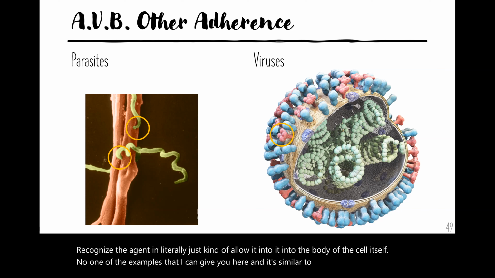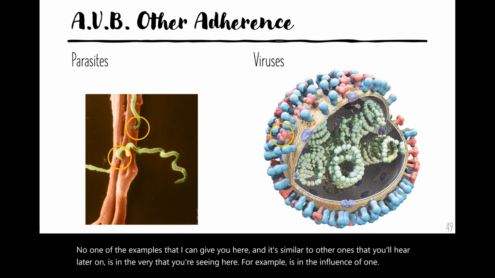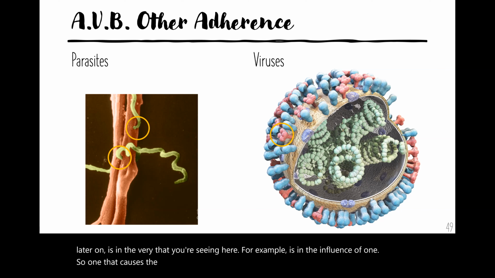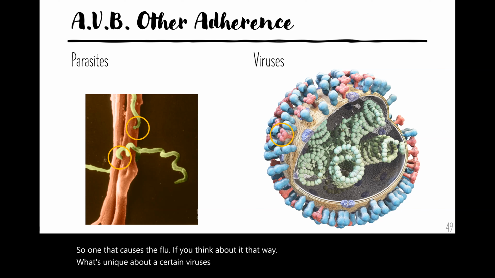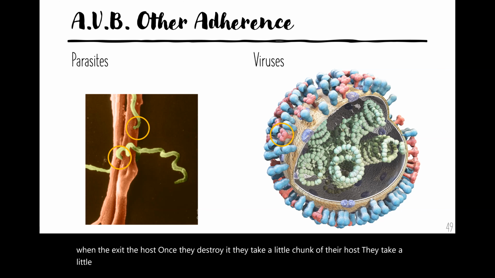Now, one of the examples that I can give you here, and it's similar to other ones that you'll hear later on, is the virion that you're seeing here, for example, the influenza one. So the one that causes the flu, if you think about it that way. Now, what's unique about certain viruses, especially the ones that are enveloped, is that when they exit the host, once they destroy it, they take a little chunk of their host. They take a little coat and then wrap themselves around it, and they end up looking like the original host on a smaller scale, right?